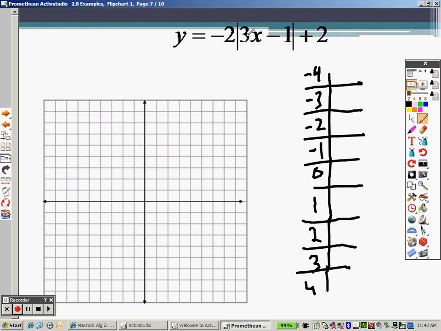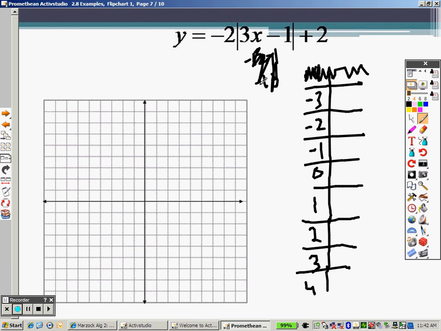If I plug in -4, 3 times -4 is -12. -12 minus 1 is -13. Times a -2 is +26. Already too big, right? I'm in the 26. I can't even graph that.